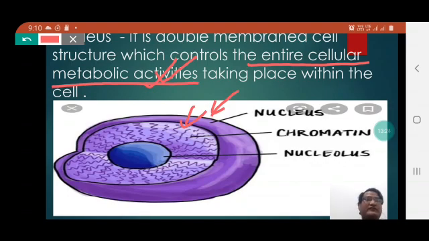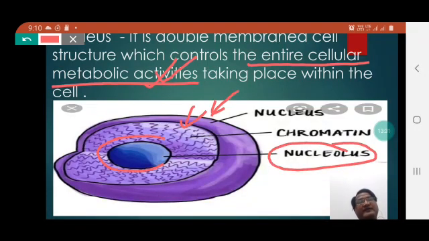Students, in the nucleus there is the presence of nucleolus, which is a more condensed structure. So this highly condensed structure present within the nucleus is called the nucleolus.